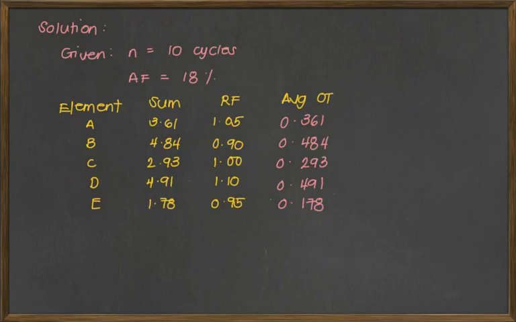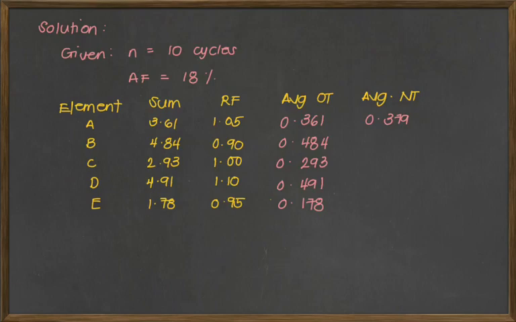So once we have obtained the average observed time, the next step is for us to get the average normal time. So the average normal time is simply the product of multiplying your rating factor with your average observed time. Now take note that in this particular problem, your rating factor is already expressed in decimal form. So we don't need to divide your rating factor by 100. So, in this case, we'll just multiply your rating factor with your average observed time. So, that will be 1.05 multiplied by 0.361. That will give us an answer of 0.379.